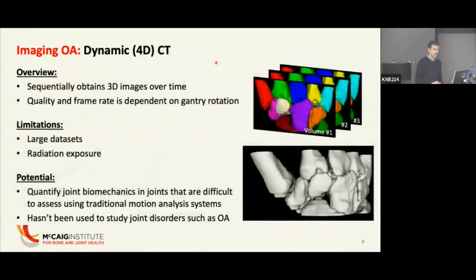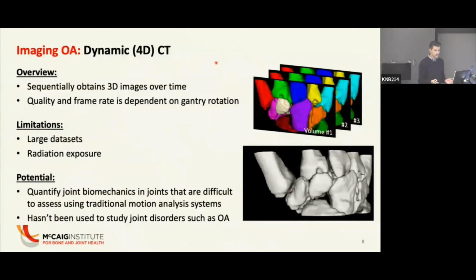And we also have this dynamic or 4D CT protocol available in some of the clinical scanners over at the Foothills Hospital, where we sequentially obtain three-dimensional CT volumes over time. So we can get something like a video like you see in the bottom here. And this is limited by the gantry rotation. Depending on the scanner you have, you might have a larger field or longitudinal coverage area to scan, as well as faster gantry rotation, allowing more frames per second.